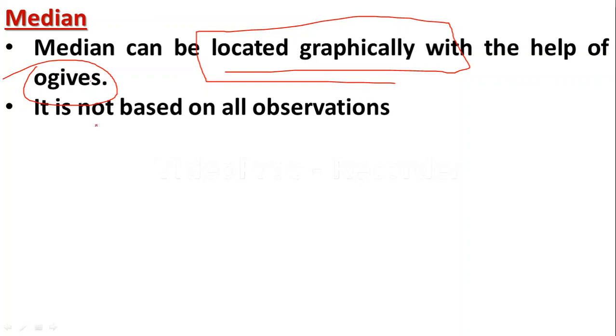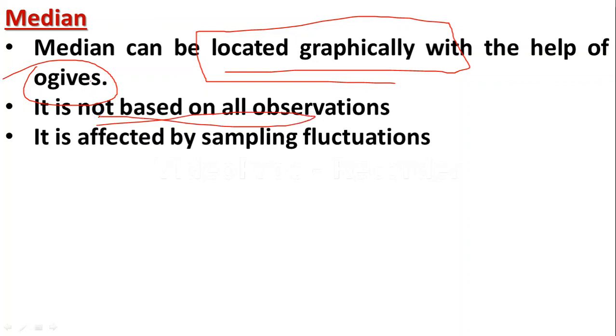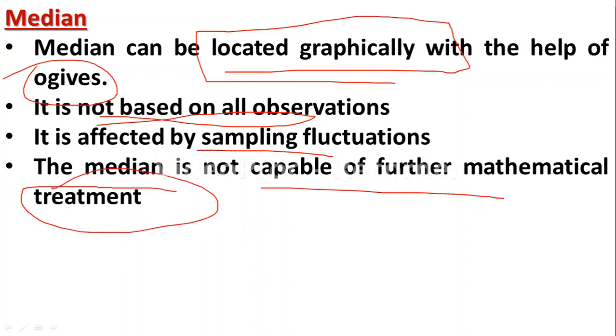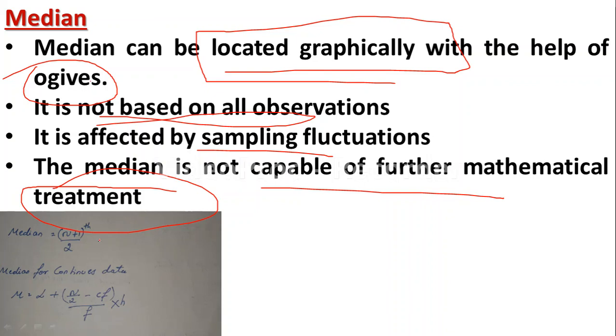And it is not based on all the observations. And this is affected by sampling fluctuations. And the median is not capable of further mathematical treatment. Arithmetic mean is capable of further mathematical treatment, but median is not capable of further mathematical treatment. So, median formula: n plus 1 upon 2. For a continuous series, M is equal to l plus n upon 2 minus cf divided by f multiplied by h.